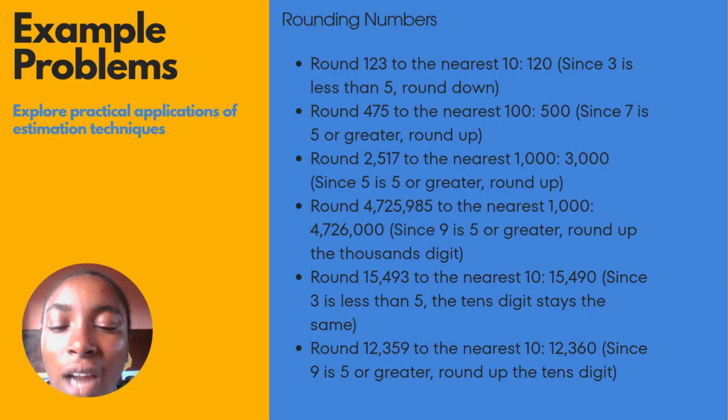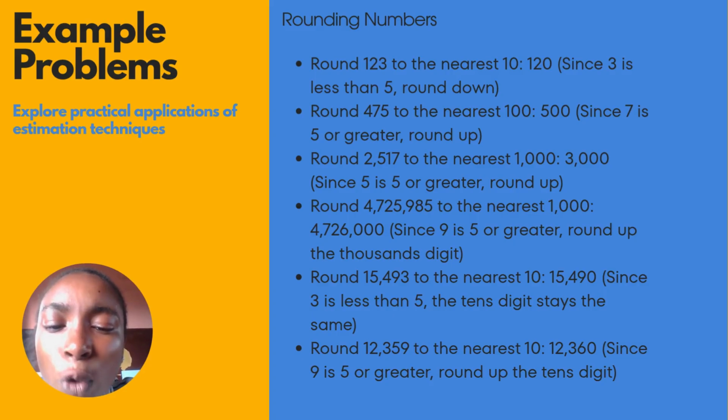Now we have round 2,517 to the nearest 1,000. Now we are dealing with thousand, so 2 is the 1 and 1,000, right? So we watch the number before it, which is 5. Now, since 5 is 5 or greater, right? So we round up. So that means we add 1 to the number in 1,000, which is 2. So 2 plus 1 is what? 3. So that means 2,517 to the nearest 1,000 is 3,000.